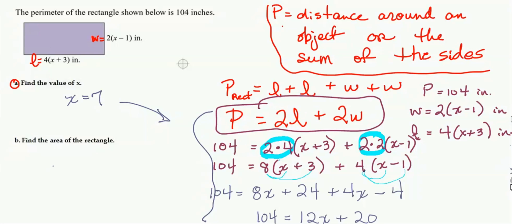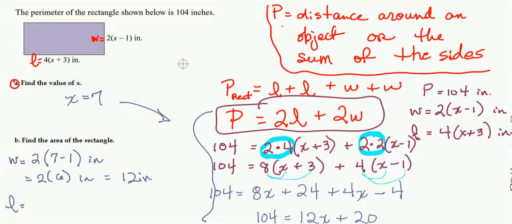So now we want to find the area of the rectangle. See, now we can go ahead and find the width and the length. Let's plug in 7 for x and get the actual value of our width. So 2, and then we have 7 minus 1 in parentheses, inches, of course. So now we have what? 2 times 6, or what? 12 inches for our width.